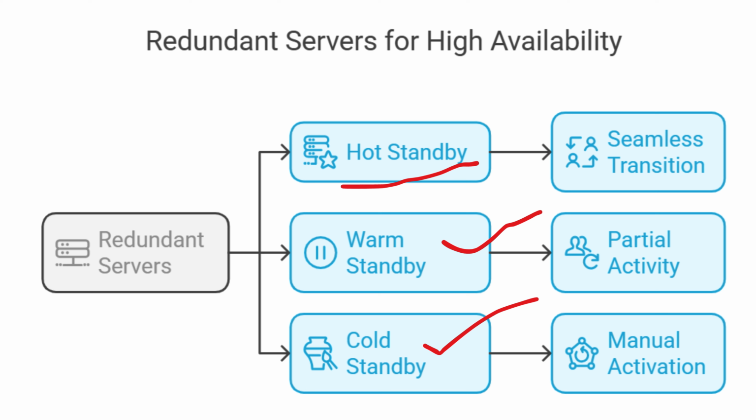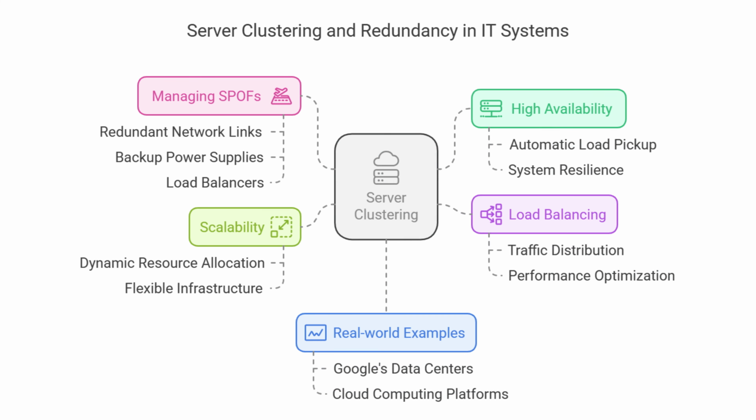Let's now talk about server clustering. Instead of having just one backup server, server clustering allows multiple servers to work together as a single unit. So, how does clustering work? Multiple servers are linked together and share workloads. If one server fails, others pick up the load automatically. And the system distributes network traffic, ensuring smooth operation.